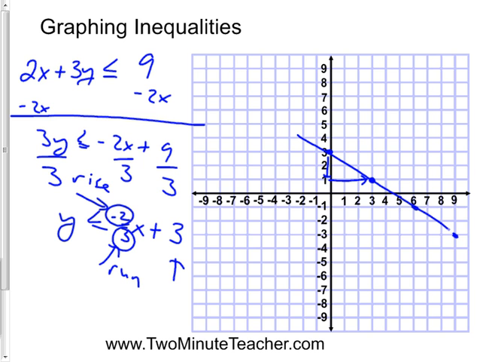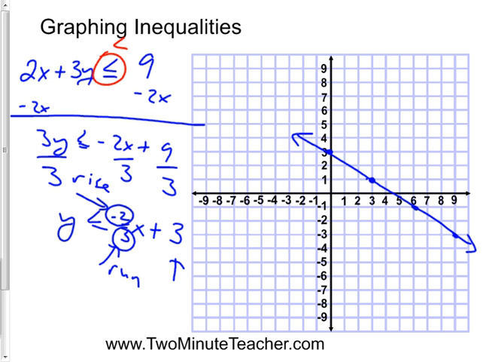And now, this is an important part. That should either be a dotted or a solid line that I just drew there, based on whether or not the symbol they give you has an equal sign in it. Do you notice that I had a problem that had an equal sign in it? Therefore, I can use a solid line. If I just had said less than, then I would have to use a dotted line.